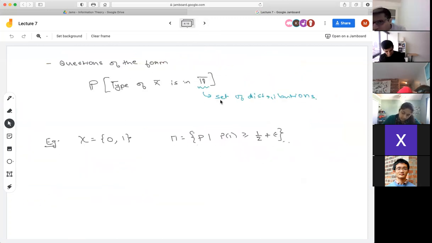And as I said, we will be interested in questions of the following type. We're going to look at, let's say, a sequence X bar, and we're going to ask, what is the chance that the type of this sequence, type of X bar, is in some set of distributions Pi.